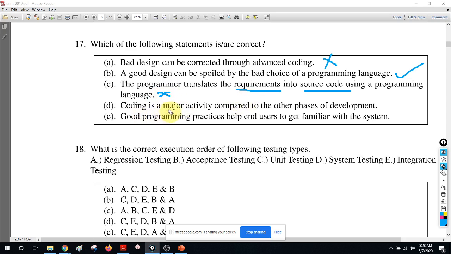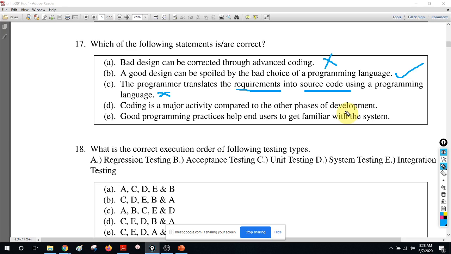D. Coding is a major activity compared to the other phases of the development. So that is again a debatable answer. For me, every activity is a major activity. I can't say this is a major activity, this is a minor activity. Requirement analysis is also critical, design is also critical, coding is also critical, testing is also critical, evolution is also critical. So I will not say this is major, this is minor, right? So everything is major. Again, it is debatable. For me everything is a major activity, therefore I will say yes, coding is a major activity.